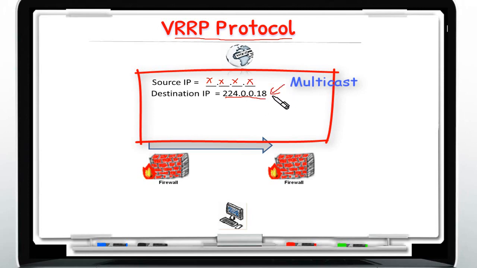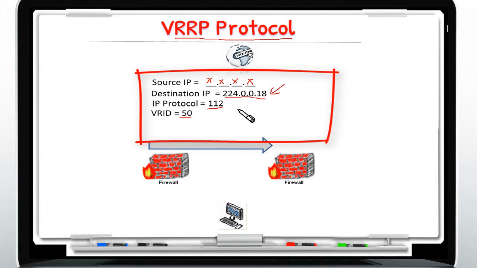224.0.0.18 is a reserved multicast IP address that's reserved for the VRRP protocol. The next thing you'll note is the IP protocol number, which is 112, which is again a reserved IP protocol number for VRRP. And now you'll note the virtual ID number, and this will be the virtual ID number that you define for your cluster. And so in the previous example, I used virtual ID 50, and so this is what you're seeing here.